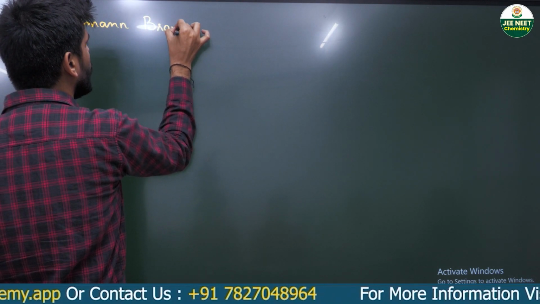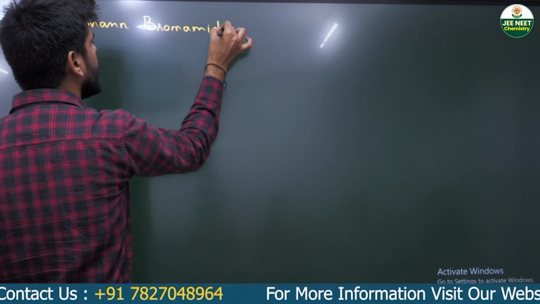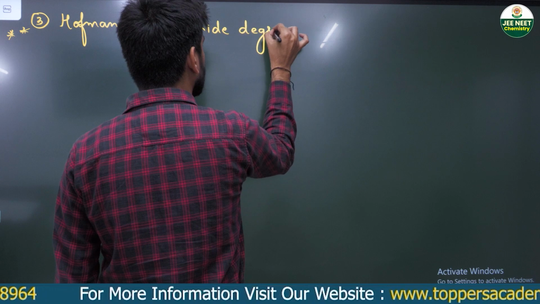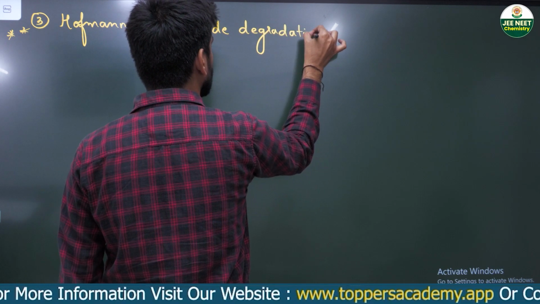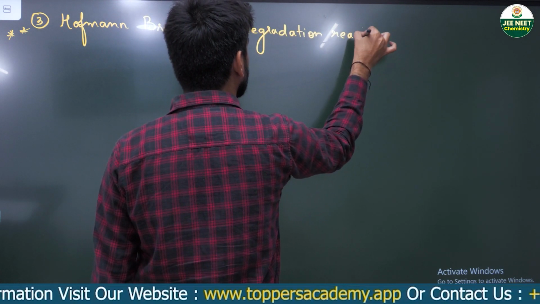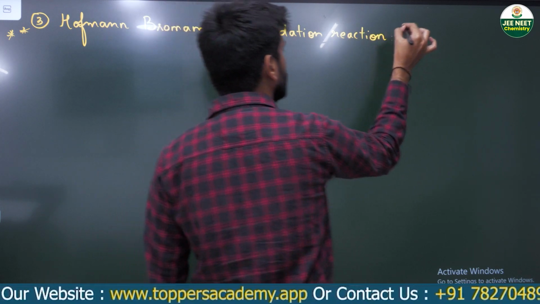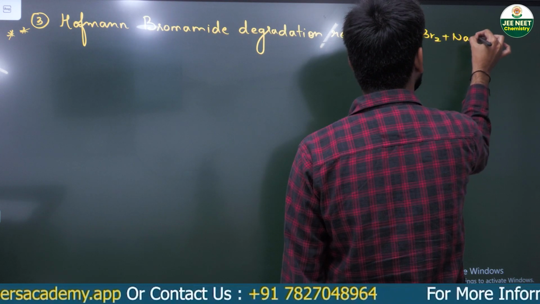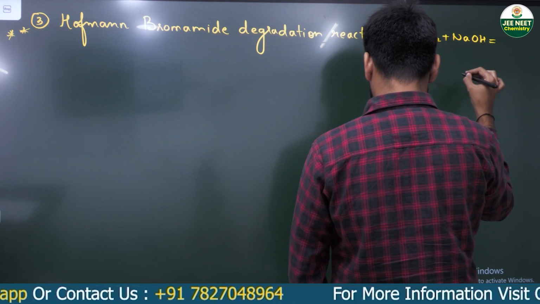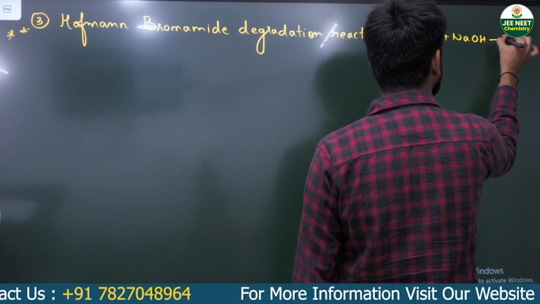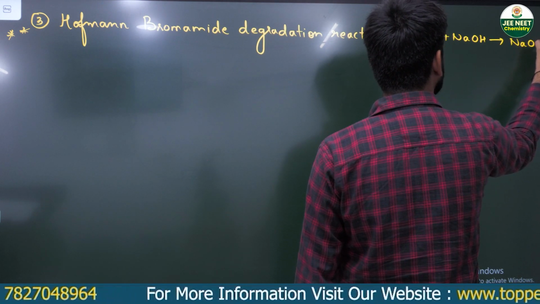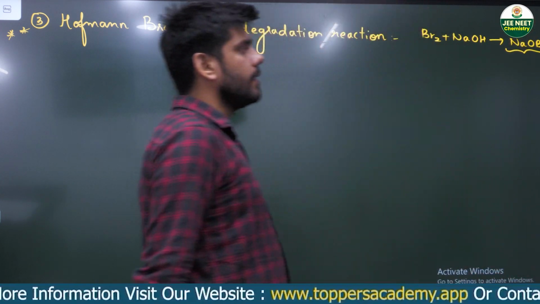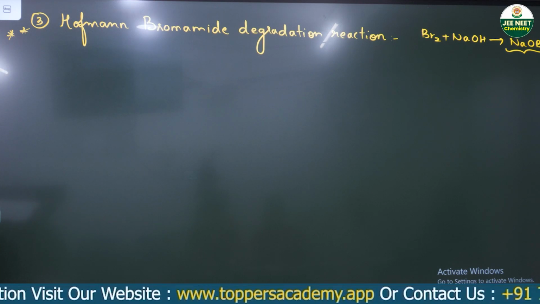Hoffmann bromamide reaction or degradation reaction. Is that okay? Yes. Now look here. Suppose if I have bromine plus NaOH, can I also write it as NaOBr? Yes, sodium hypobromite. Yes. Okay.